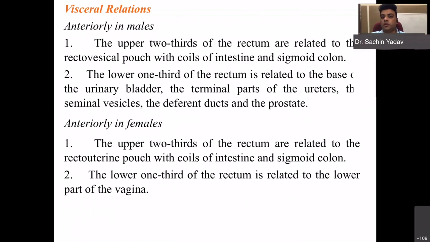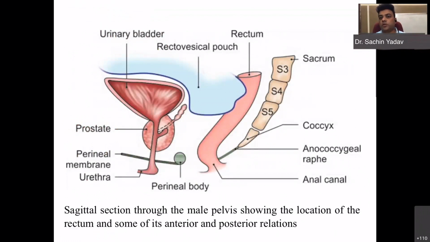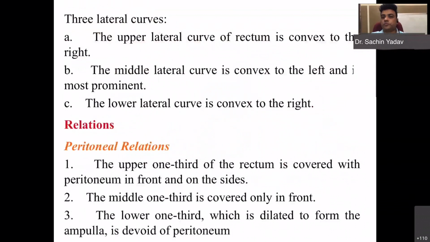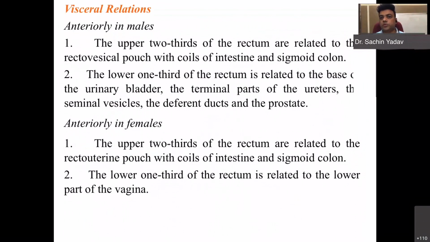So you can see here in this diagram. The lower one-third is related to the bladder, the terminal part of the ureter, the seminal vesicle and vas deferens duct, and the prostate in the lower one-third.